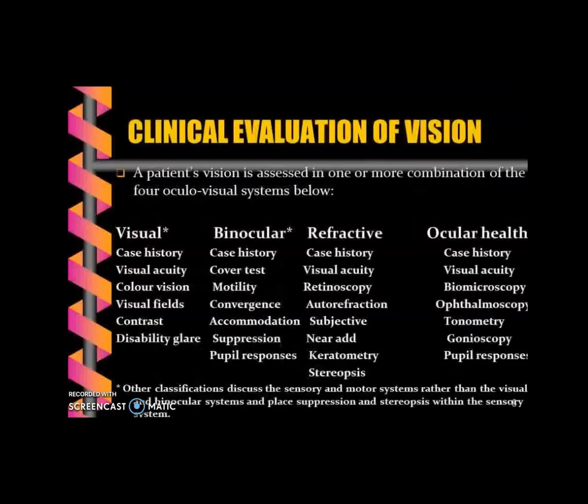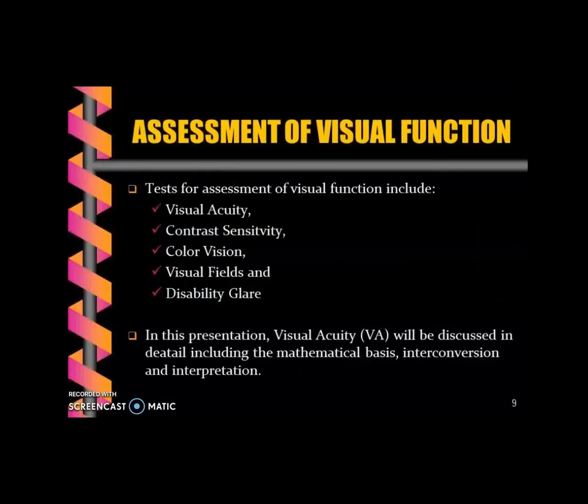Clinical evaluation of vision. A patient's vision is assessed on one or more combination of the four oculovisual systems. Remember, our topic again is clinical evaluation and recording of vision. When we want to evaluate vision, it is evaluated based on four oculovisual systems, and these are visual, binocular, refractive, and ocular health. Cross-check all of these, and you find that there's a common denominator for all of these, and that is the case history and the visual acuity. Of course, our presentation today will be focusing more on the visual acuity.